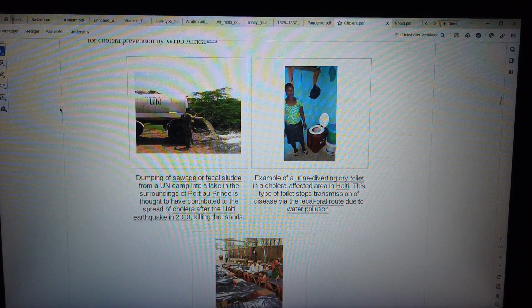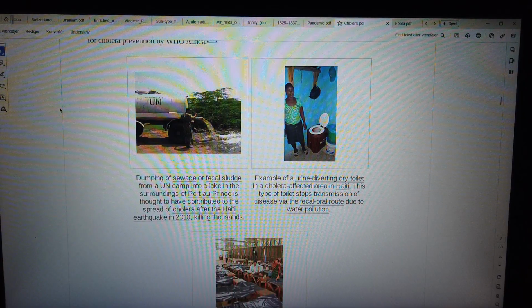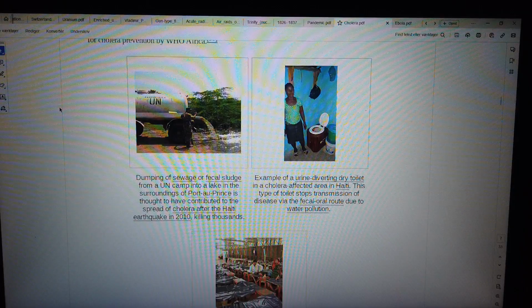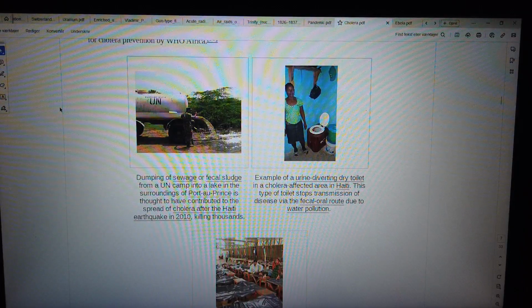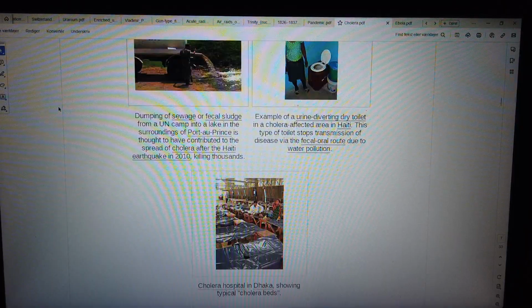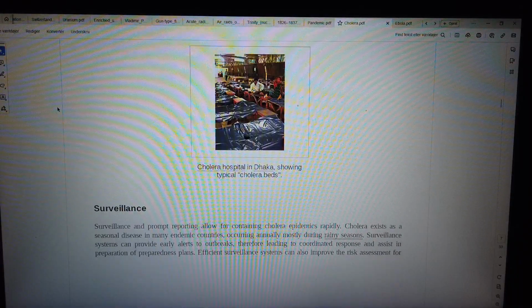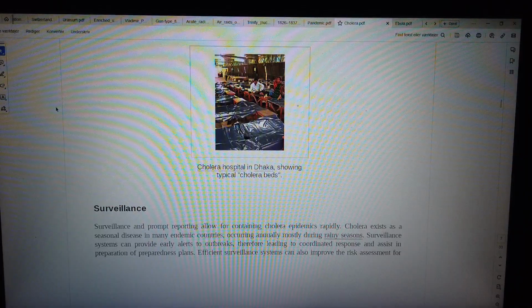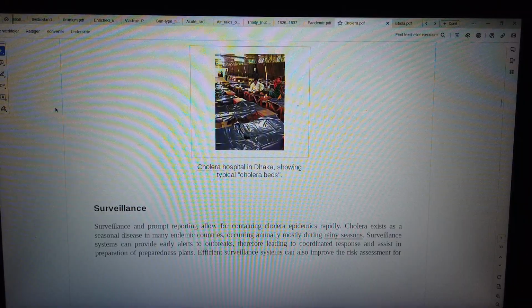Example of a urine diverting dry toilet in a cholera-affected area in Haiti. This type of toilet stops transmission of disease via the fecal-oral route due to water pollution. Cholera hospital in Dhaka, showing typical cholera beds.